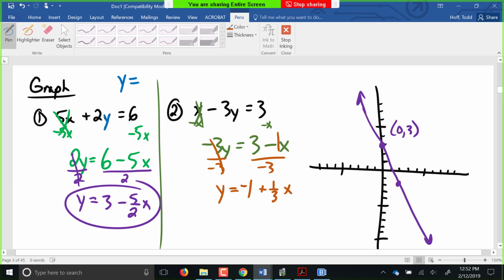So when we graph it, where do we start? Negative 1, 0. Perfect. Or sorry, (0, negative 1) is our y-intercept. And from there, what do we do? Up 1 over 3. Good. There's our second point. There's our line.